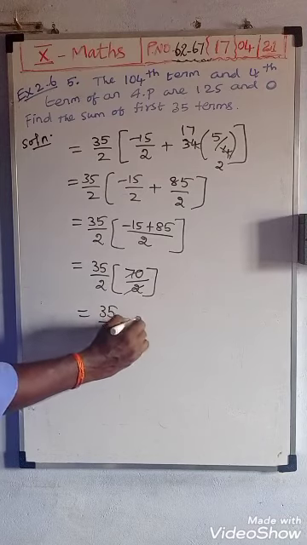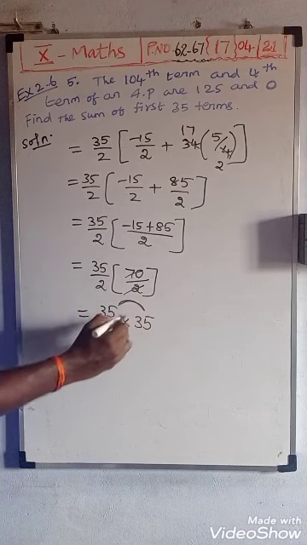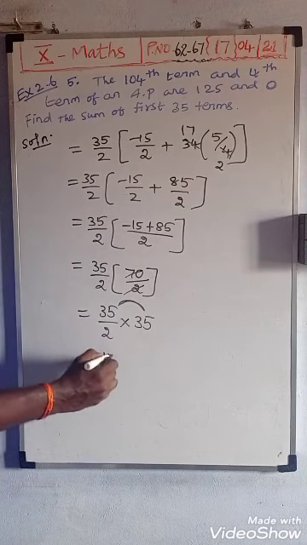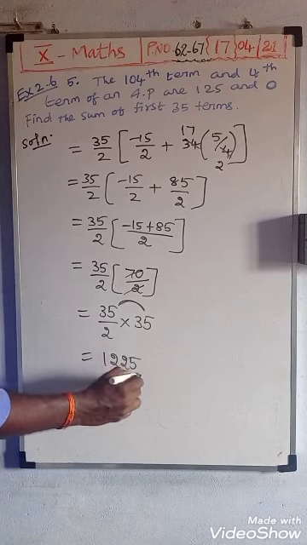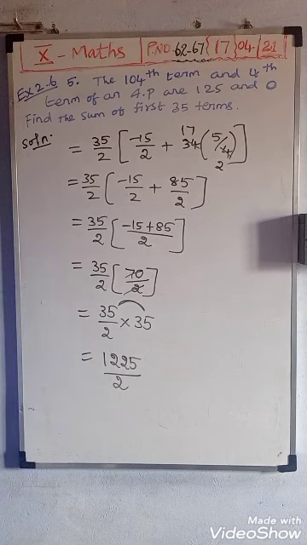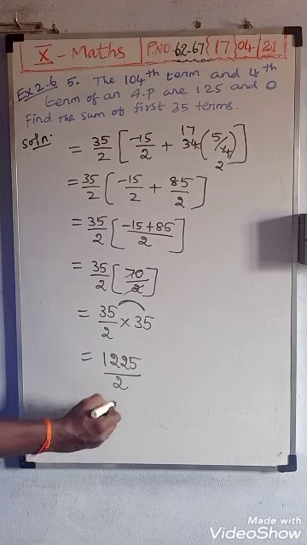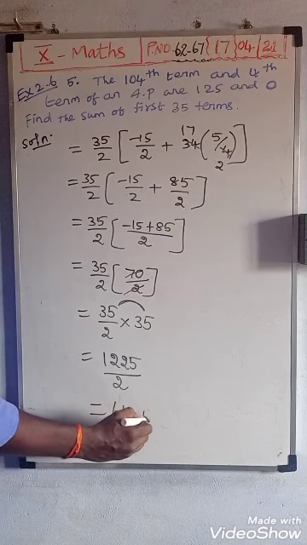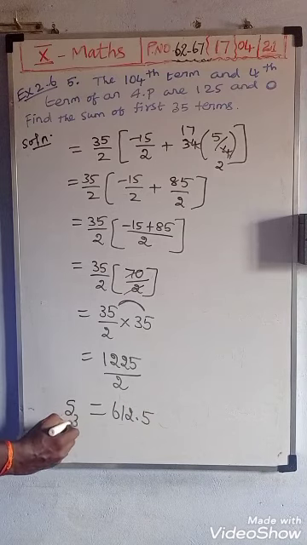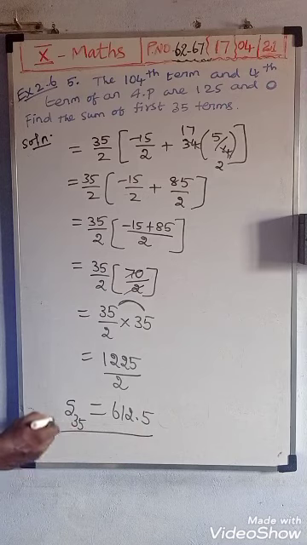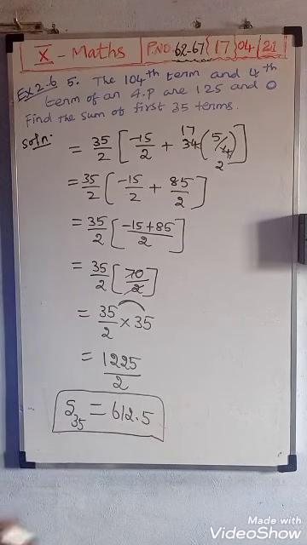This you should write here, 35. Now 35 into 35 you should multiply, we will receive 1225 by 2. This you should cancel with the 2 table, we will receive 612.5. So the sum of 35 terms is 612.5. That's all.